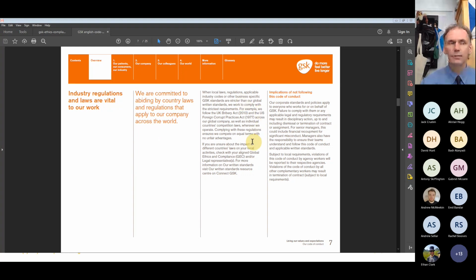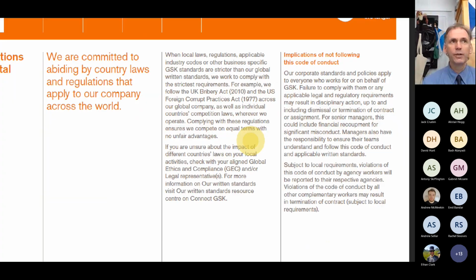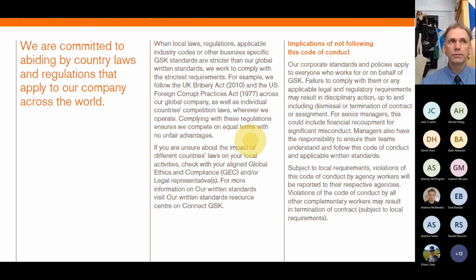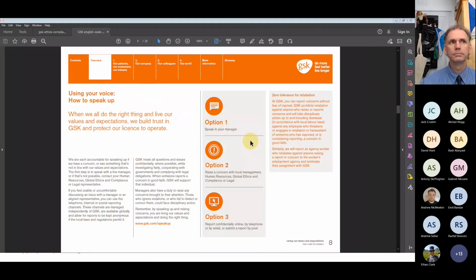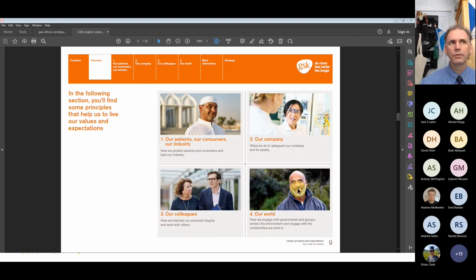The example that they give there are the UK Bribery Act and the US Foreign Corrupt Practices Act. What they're saying is we will follow all of this legislation everywhere. So even if it doesn't apply in the particular territory, we will still follow that legislation. And they encourage people to speak up if they don't think it is happening.